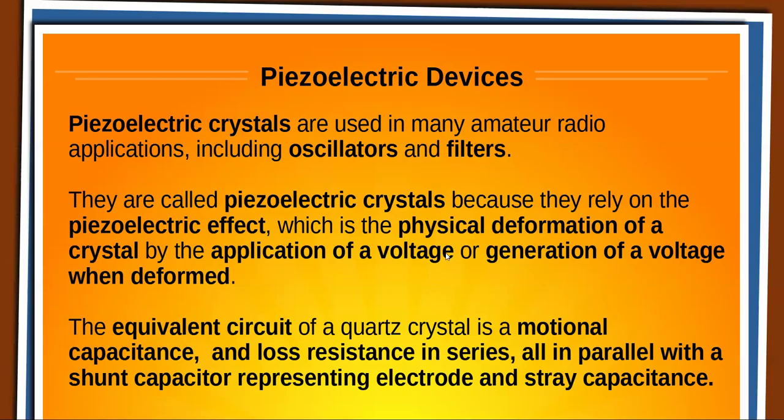And the important thing, exam-wise, is to know what the equivalent circuit of a quartz crystal actually is. It's defined as a motional capacitance and loss resistance in series, in parallel with a shunt capacitor that represents the plates. Because when you make a crystal for an oscillator, it's a piece of quartz, and it has plating on it to make connections to it.